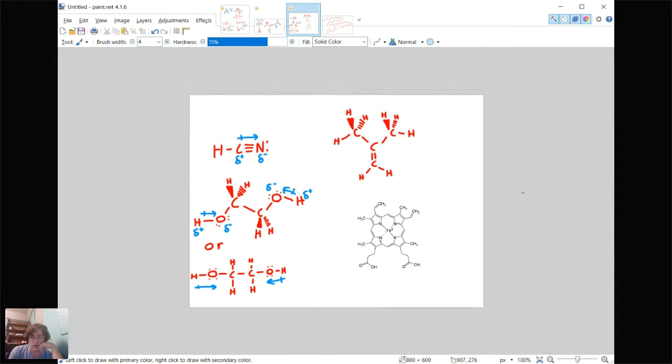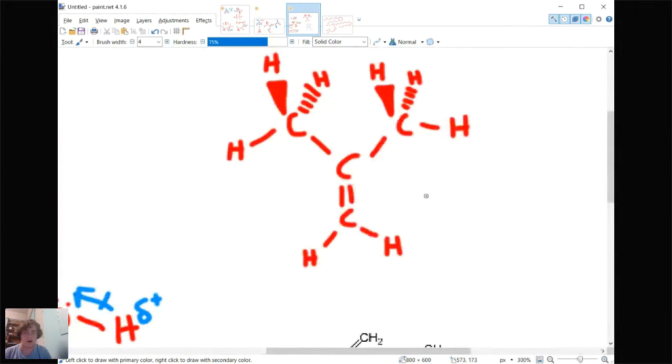Yeah, okay, cool. So the top right is isobutene. There are no polar bonds in isobutene. This is C4H8. There's no polar bonds here. Every bond is a C-H, so the strongest intermolecular force is LDFs.